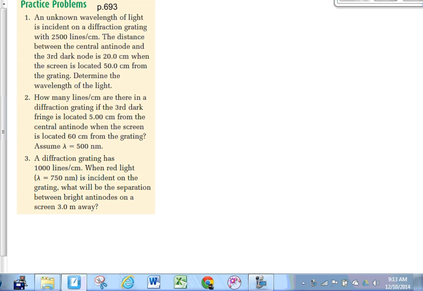The one thing that we have to deal with, though, is that we're typically not given a value of little d. When we're given a value, say, 2,500 lines per centimeter, 1,000 lines per centimeter, we're not given the value of d or trying to find the value of d. Rather, all of those things represent 1 over d. So how do we get d? 2,500 is 1 over d.